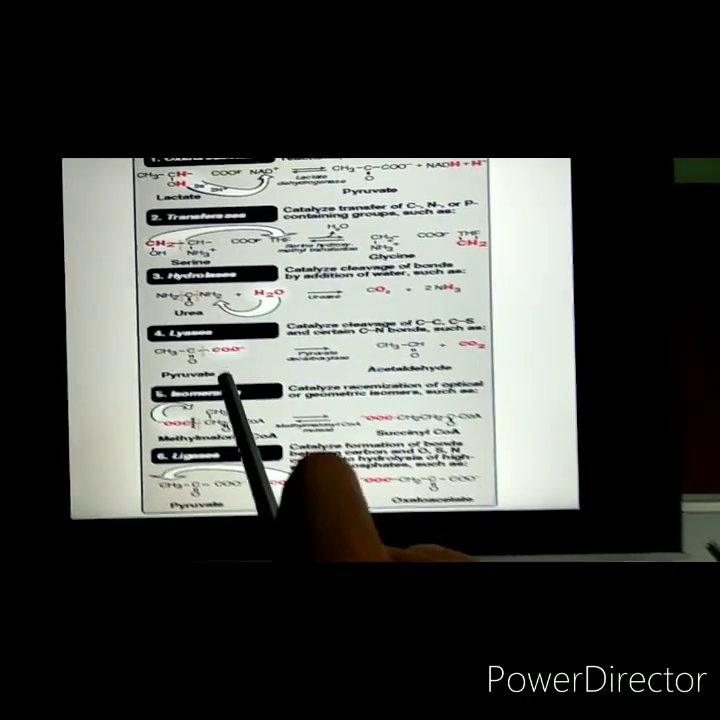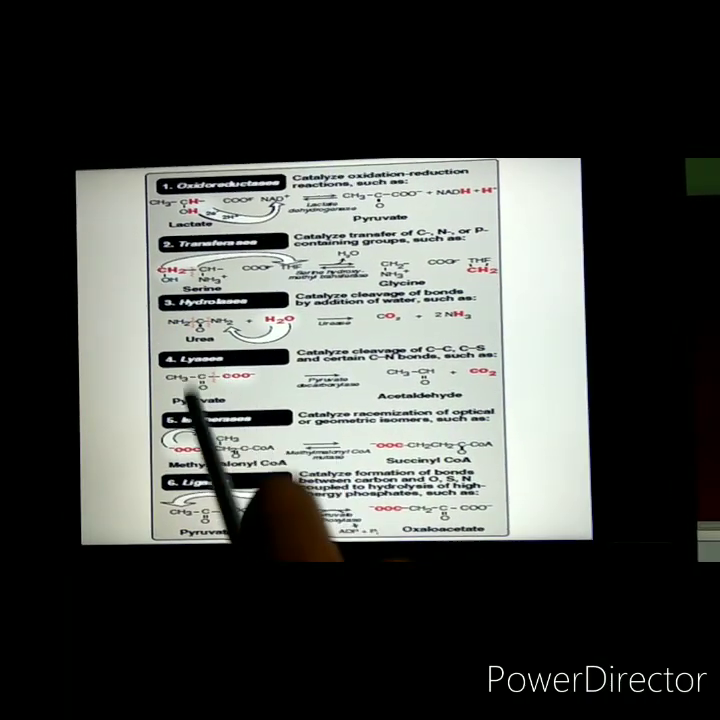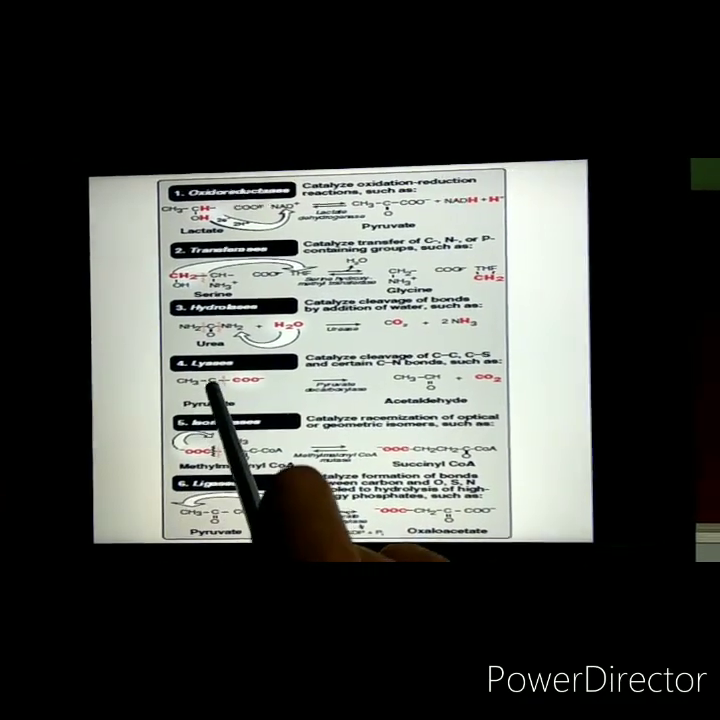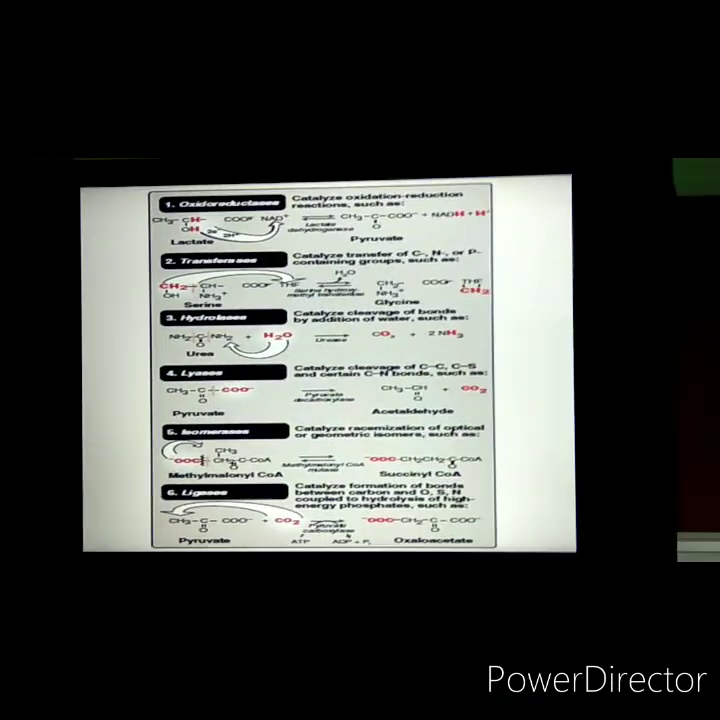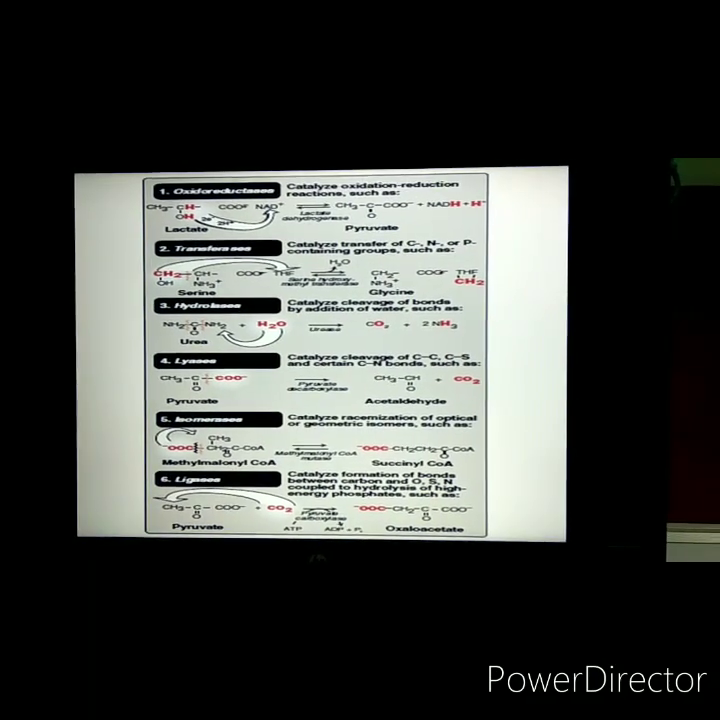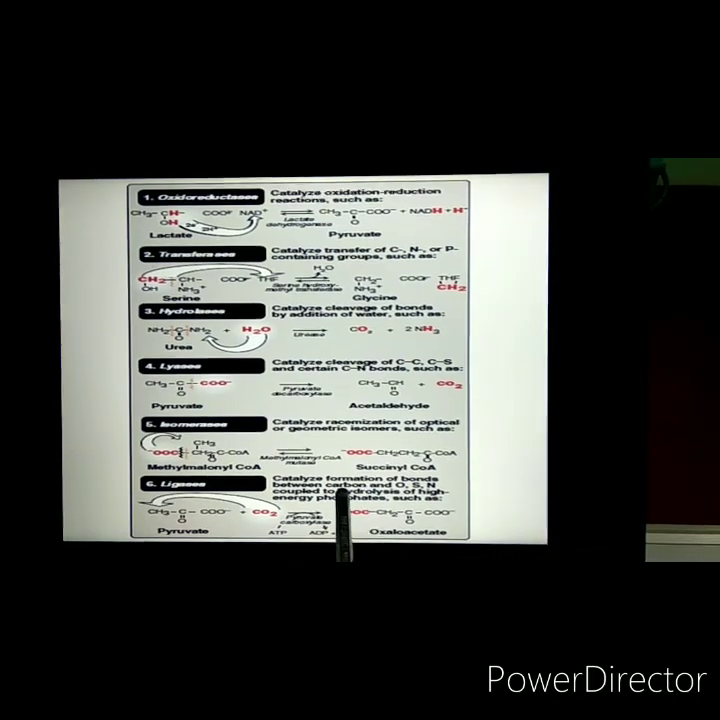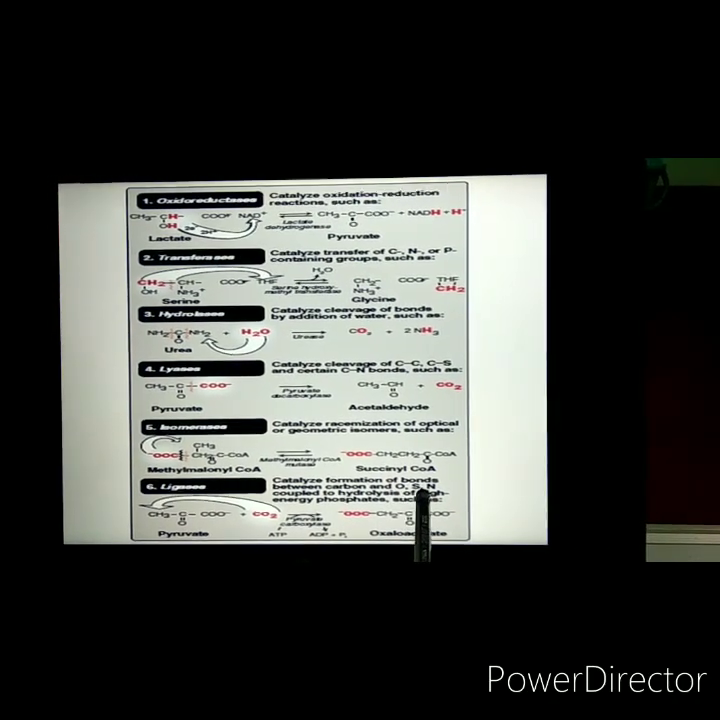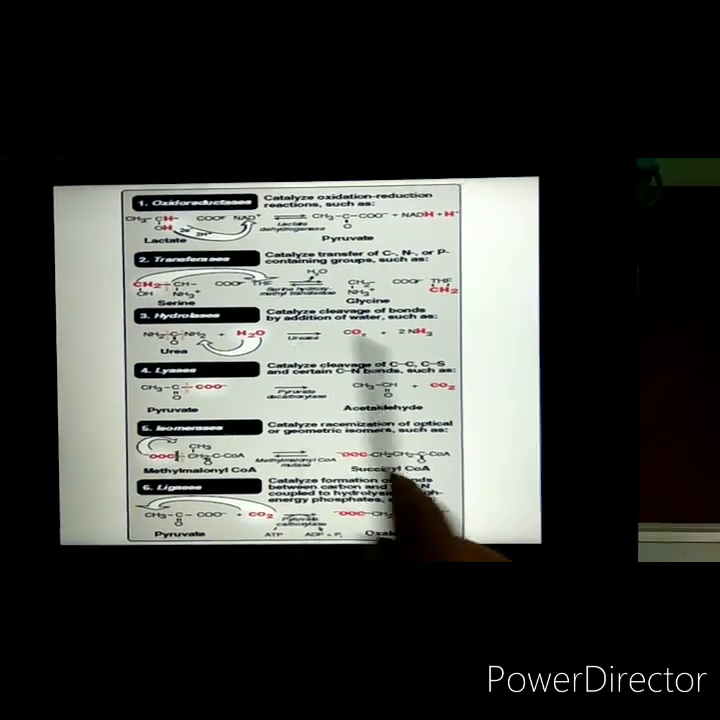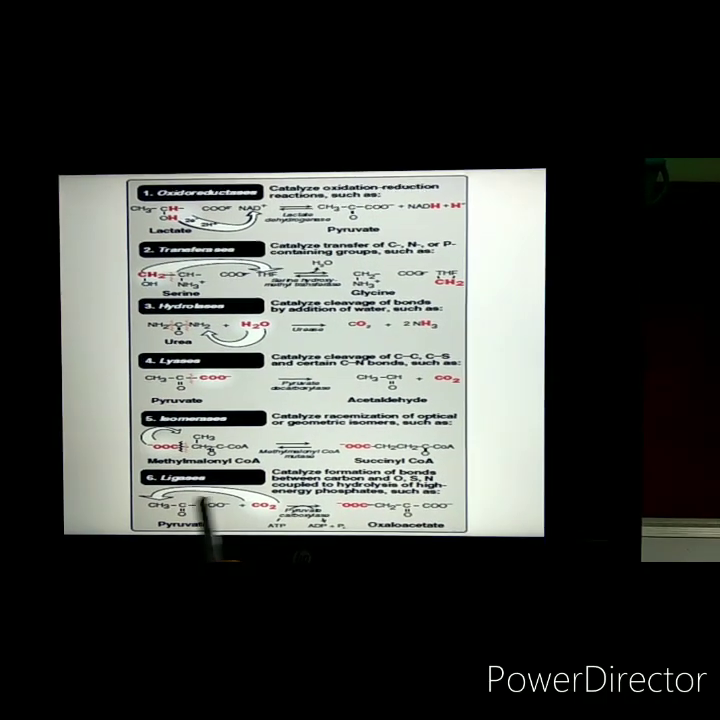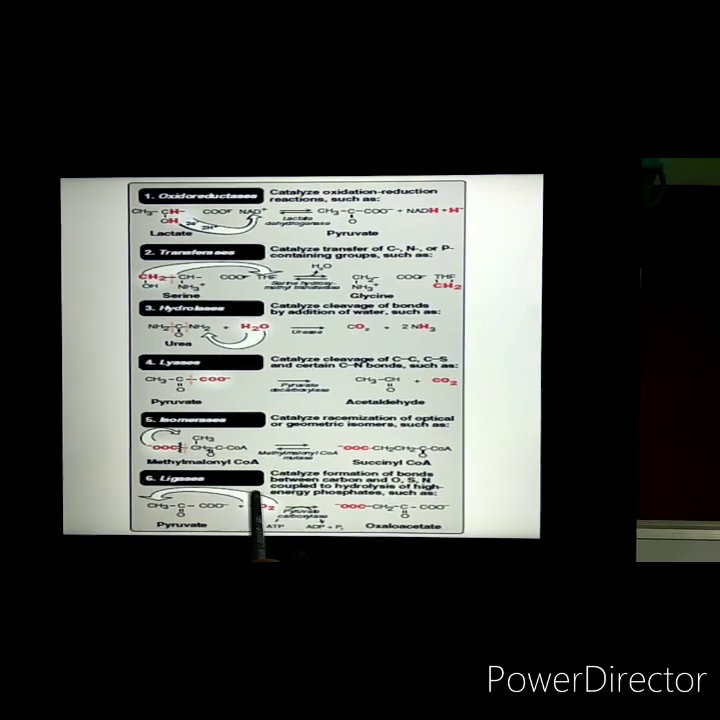Next comes the class of lyase. So these are lyases and ligases. Don't get confused between lyases and ligases. Lyases are the class of enzymes that are responsible for breakage of bonds. You can see cleavage or breakage of bonds, while ligases are the class of enzymes that are responsible for formation of bonds. So lyases are the enzymes that cleave the bond, while ligases are the enzymes that form the bond.